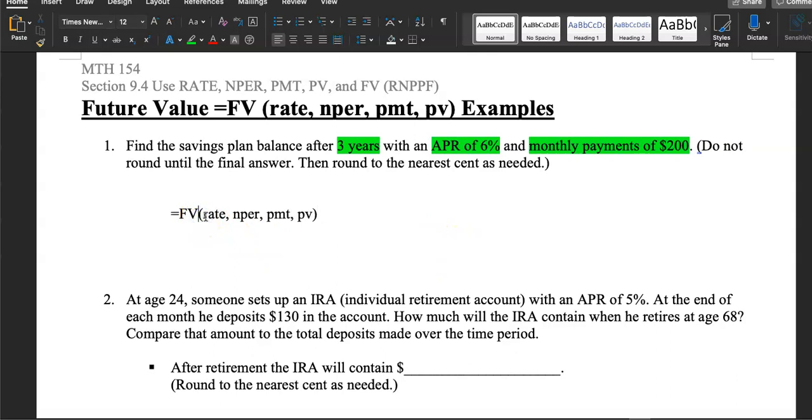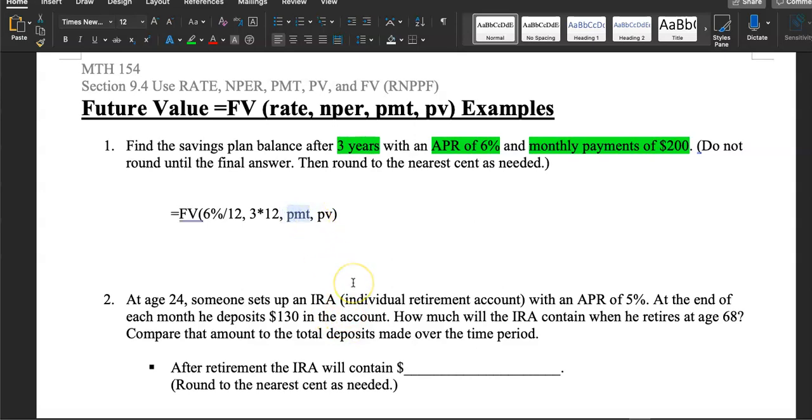Now, type in equal sign future value. Now let's type in the rate. Now rate is 6%, but notice that we're making monthly payments. So divide this by 12, okay? And then N per. How many months do you have in 3 years? That's the question. To figure that out, you will do number of years times the number of compounding periods per year. So N here is 12. So do 3 times 12 there.